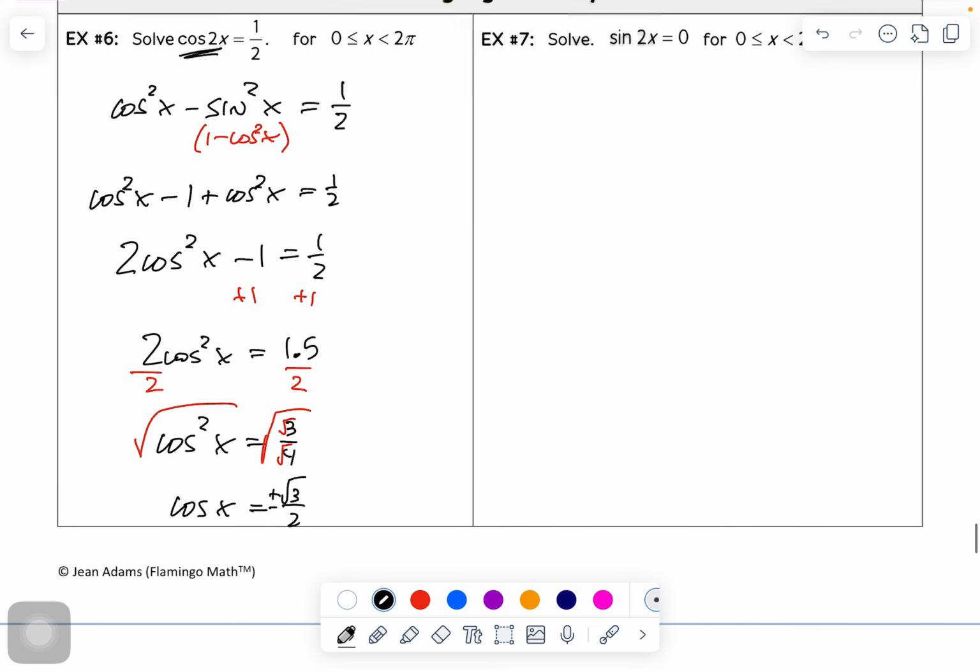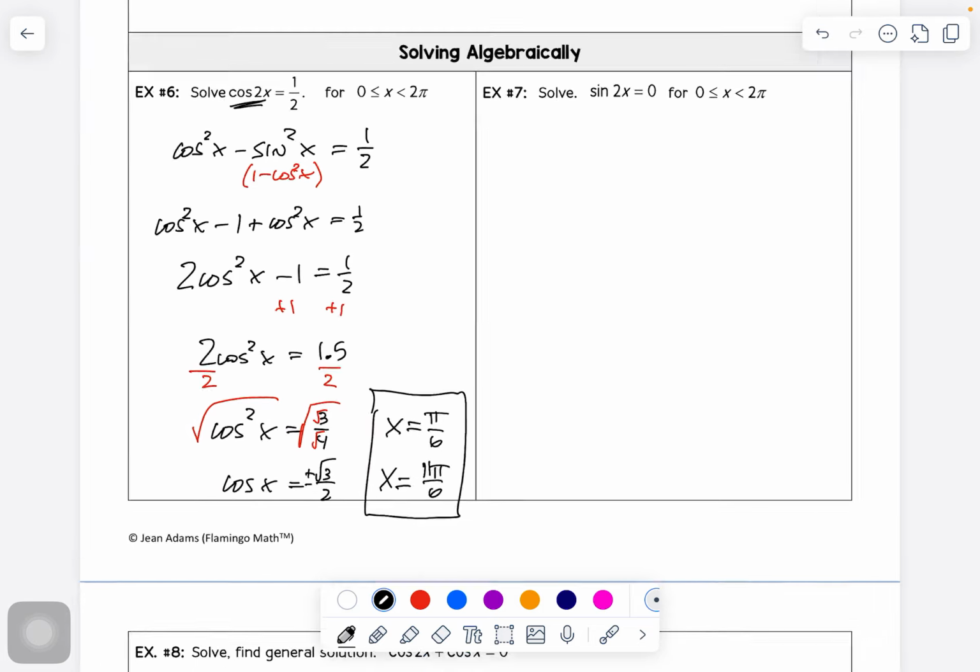Okay, so then I can find the angles. Where does cosine of x equal √3/2? So I'm thinking in my head, on my unit circle, where are my x values positive √3/2? That's going to be a first quadrant answer of pi/6, and a fourth quadrant answer of 11 pi/6. All right, so we'd be referencing our unit circle for that. Okay, so that's how we would go about doing that.